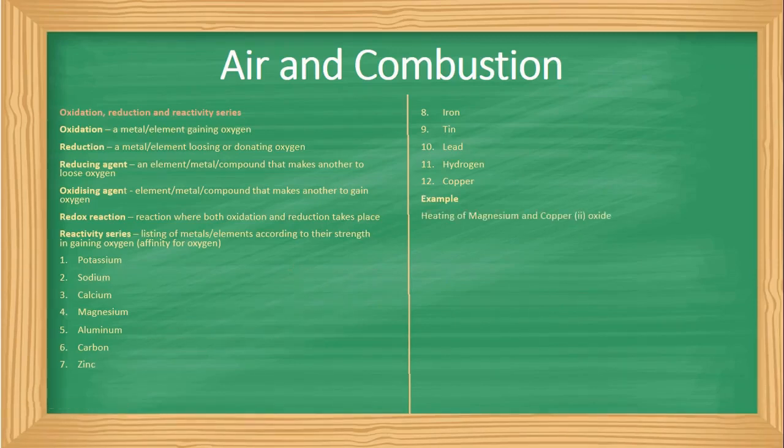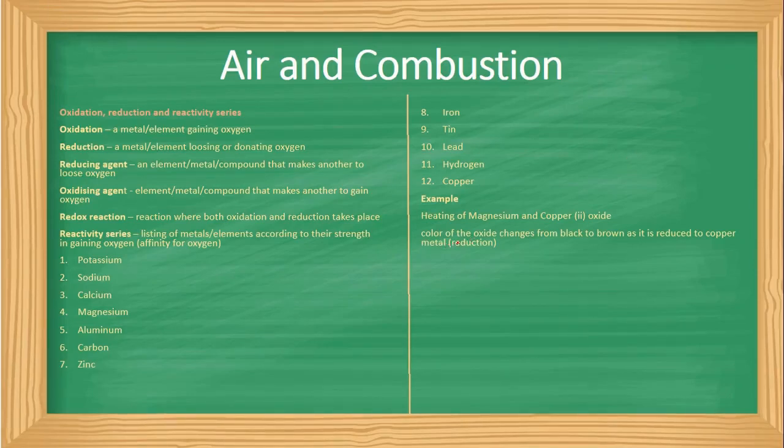Heating of magnesium and copper oxide. As you can see, magnesium is number 4 in the reactivity series, while copper is number 12 in the reactivity series. So when they react, magnesium will get oxygen from copper oxide to form magnesium oxide, and copper will lose oxygen and remain as copper metal. That's why there is a color change.